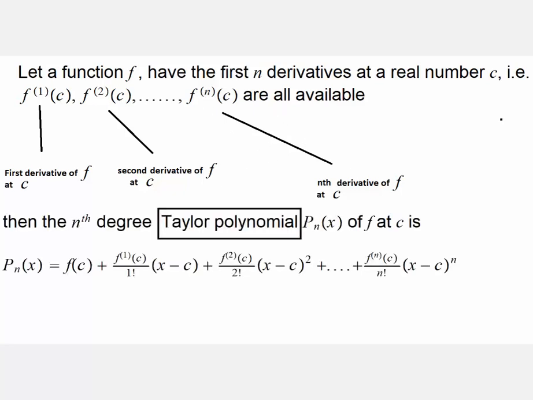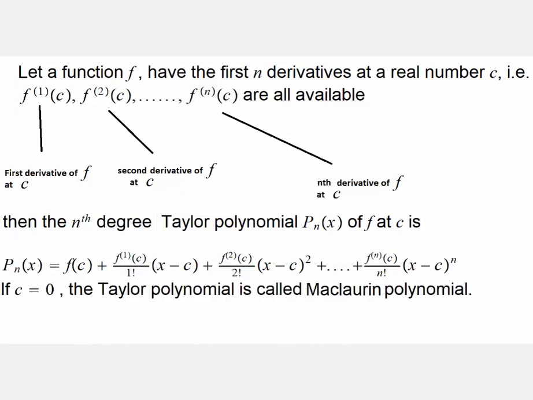So under these conditions, we define that the Taylor polynomial Pn(x) of degree n of the function f is given by this equation. And in the case when the value of this point c is 0, we call the Taylor polynomial a Maclaurin polynomial. Let us look at an example.